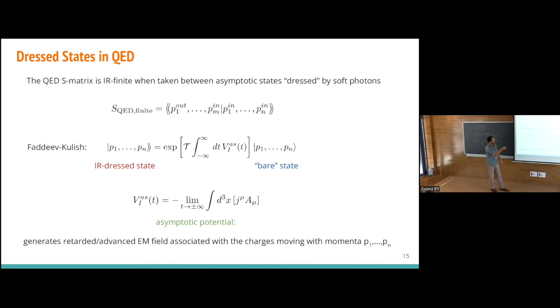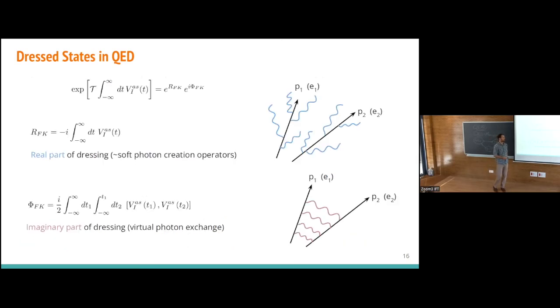And now when I calculate the S matrix between an in and out state that are defined this way, it's going to be manifestly finite, and that's the conventional solution to the QED IR problem. What we did is we did this dressing not just for charges, but for charges and monopoles as well.